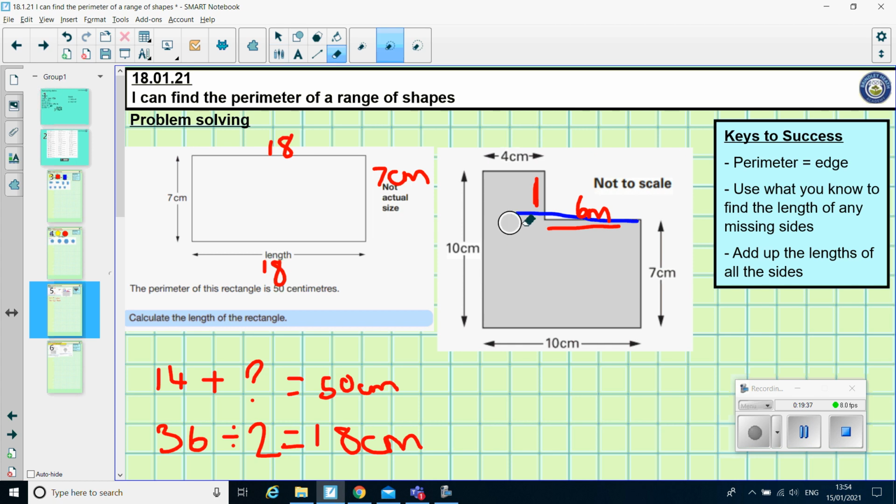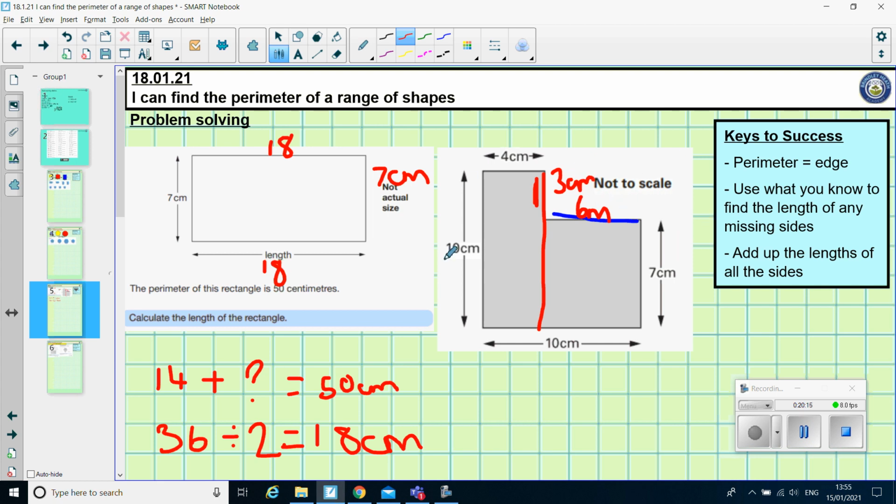Next then, I'm going to have a think about this part here and what that might be. So I know from here to here is 10 centimetres, so that tells me from here to here must be 10 centimetres. But again, I don't want all of that, I only want this little part. So I've got to look at this number here to help me. So that is 10 centimetres. This part is 7 centimetres. This part here must be 3 centimetres.